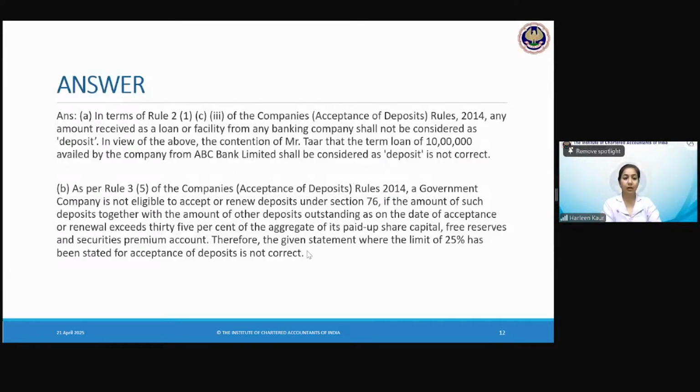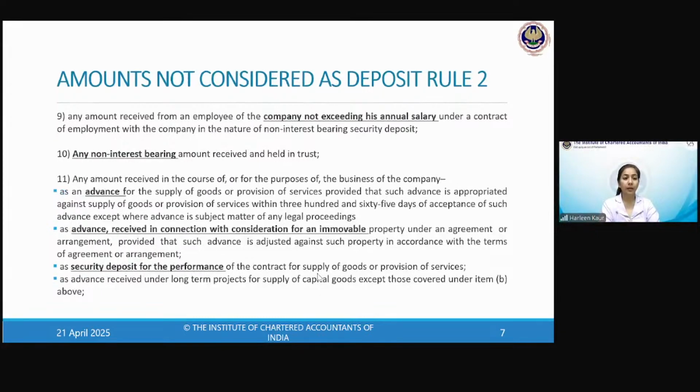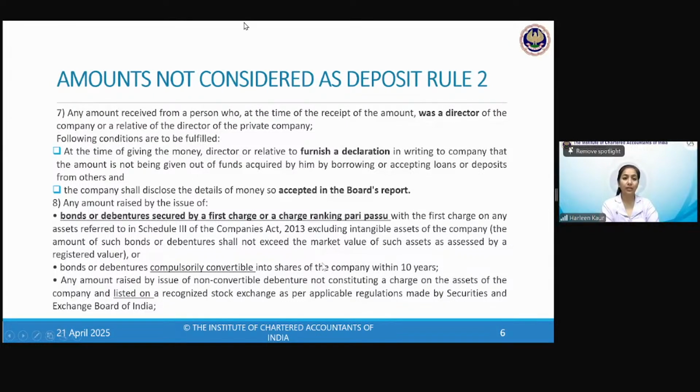So I hope you have read all the points that we have done till now. Let's move ahead with the presentation. We have done till point number 7. Now we are starting with point number 8.